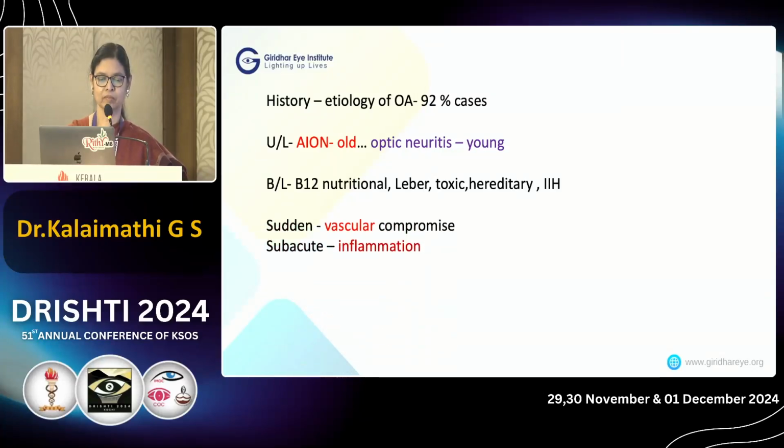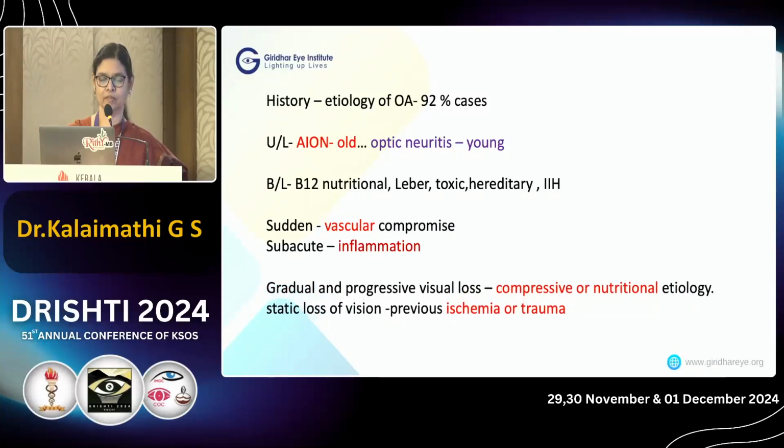So if the visual loss is sudden, then we have to think in terms of vascular etiology, and if it is subacute, then we have to think in terms of inflammation. If the visual loss is gradual and progressive, we have to think in terms of compressive or nutritional etiology, or if it is static, we have to think in terms of ischemia or trauma.